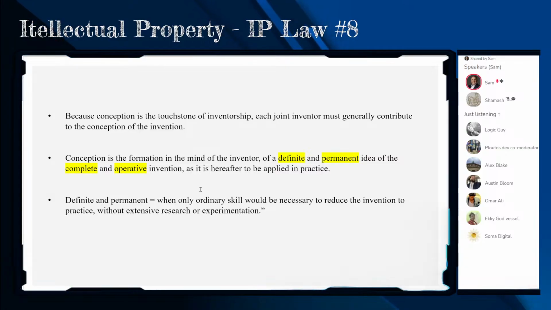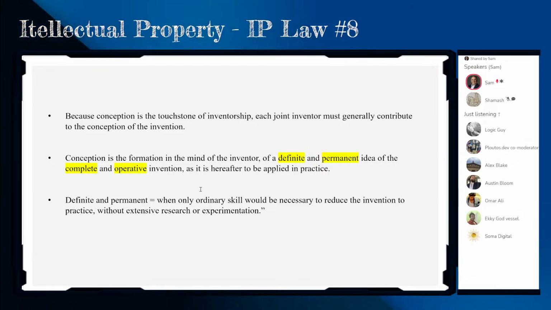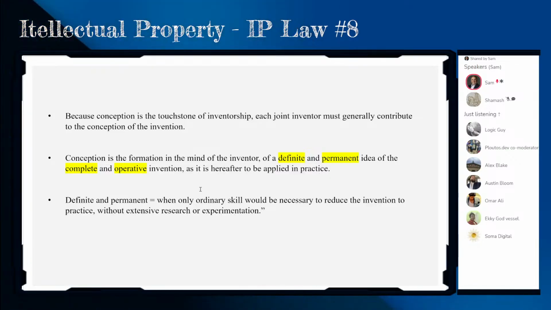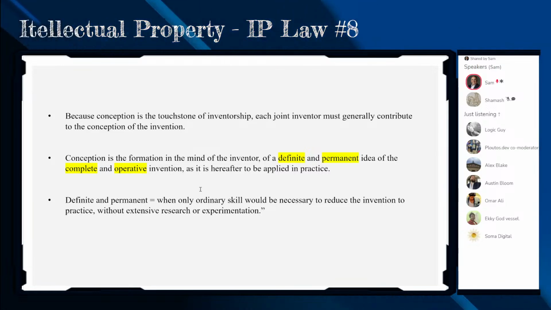So conception is the touchstone of inventorship. So when you conceive of an invention, then you have done an invention and you are an inventor. So each inventor must contribute to the conception of the invention. So what is the invention then? The invention is the subject matter covered by the claims of the patent.